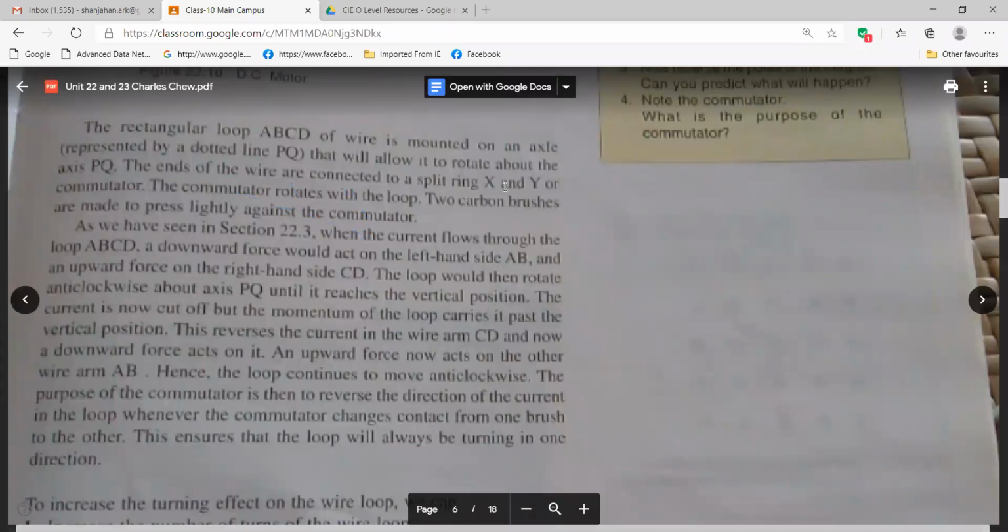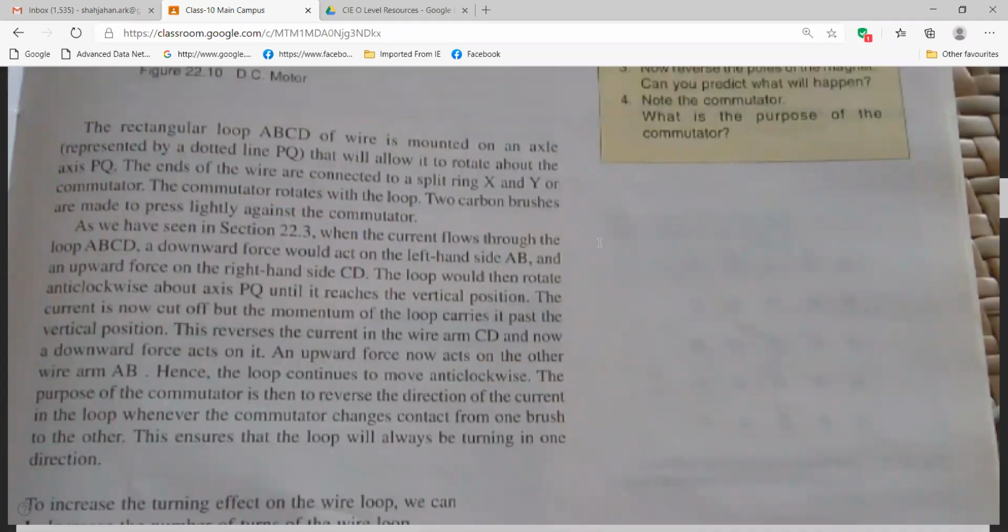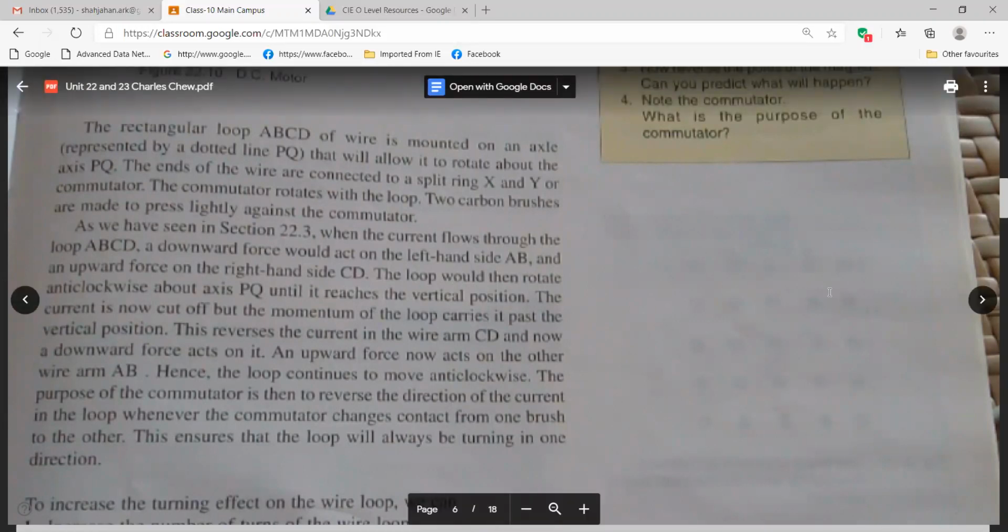The rectangular loop ABCD of wire is mounted on an axle represented by a dotted line PQ that will allow it to rotate about the axis PQ. The ends of the wire are connected to a split ring X and Y or commutator. The commutator rotates with the loop. Two carbon brushes are made to press lightly against the commutator. As we have seen in section 22.3, when the current flows through the loop ABCD, a downward force would act on the left-hand side AB, and an upward force on the right-hand side CD. The loop would then rotate anti-clockwise about PQ until it reaches the vertical position.